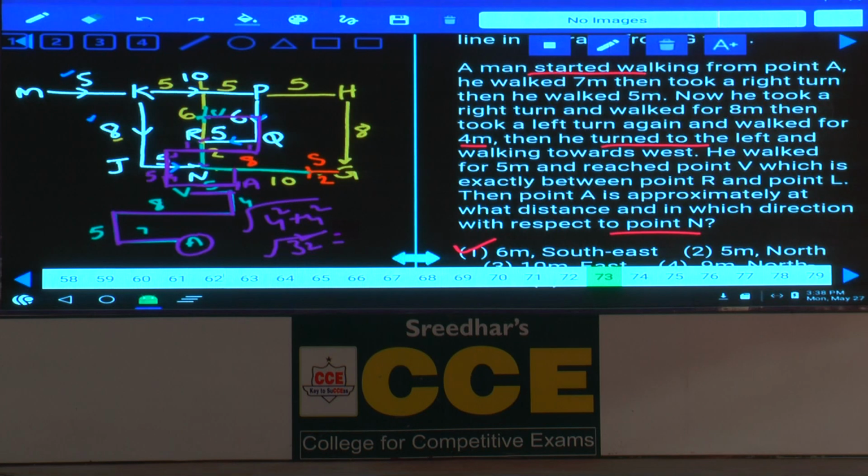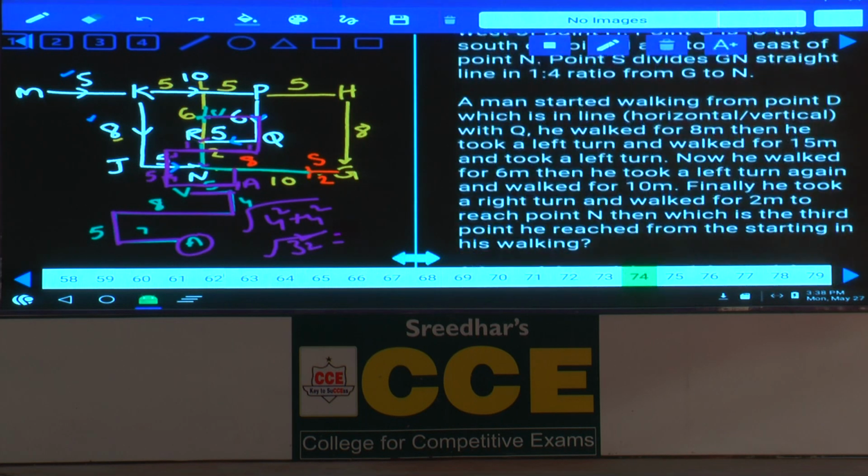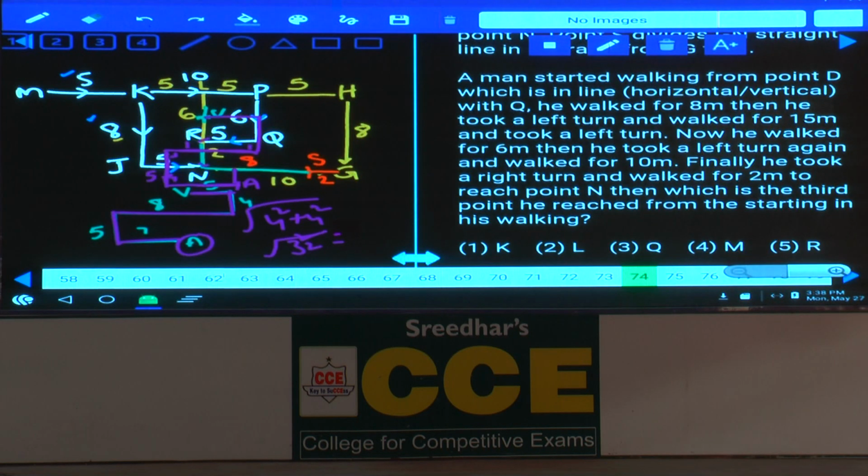Then this is about question number 73. Then question number 74. Now in this question number 74, a man started walking from point D, which is in line, horizontal or vertical direction with respect to Q. Now with respect to Q, this D is either horizontal or in the vertical direction. Either this.